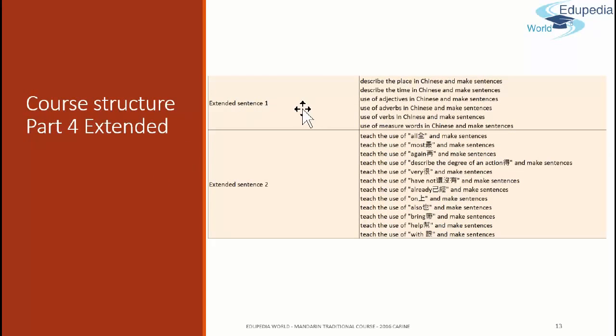In part 4, extended, we will describe places in Chinese and make sentences, describe time in Chinese and make sentences, use adjectives in Chinese and make sentences, etc. And in extended sentences 2, we will learn some more advanced Chinese characters and their usage. Let's say we learn the use of or and make sentences.